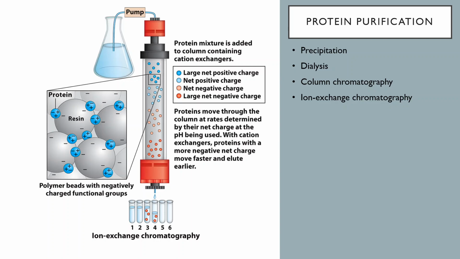And of course, it depends on which one you want. If you want the negatively charged proteins, you would collect the early fractions. If you wanted the positively charged proteins, you would collect the later fractions. And then neutral proteins would come out somewhere in the middle.